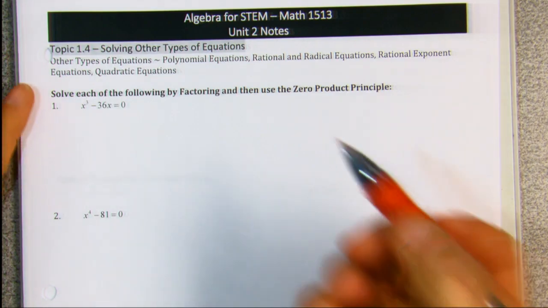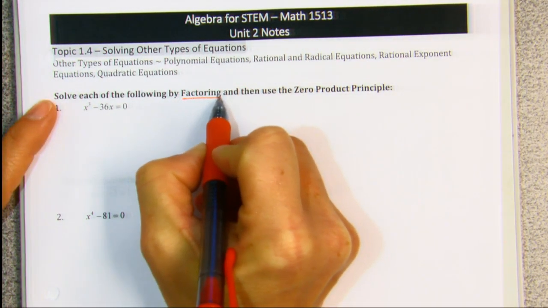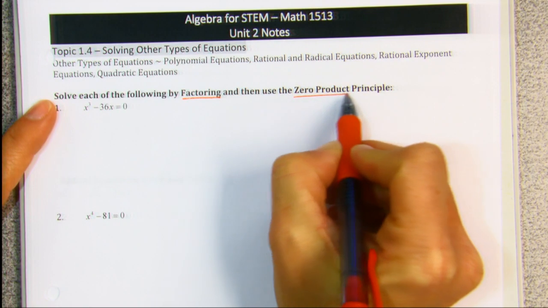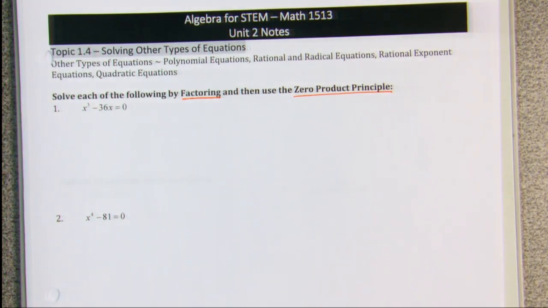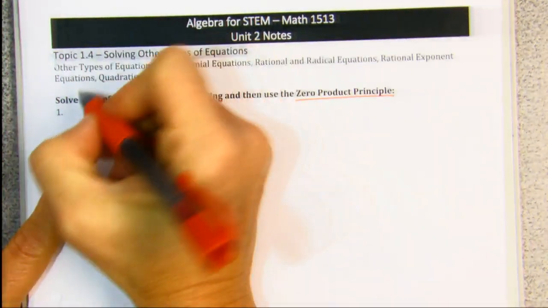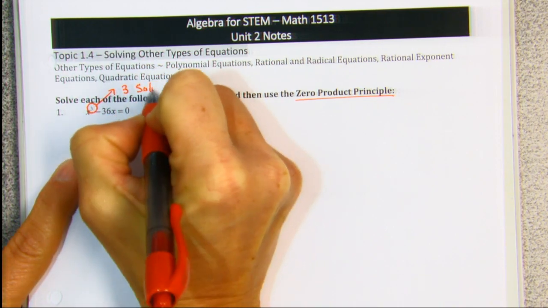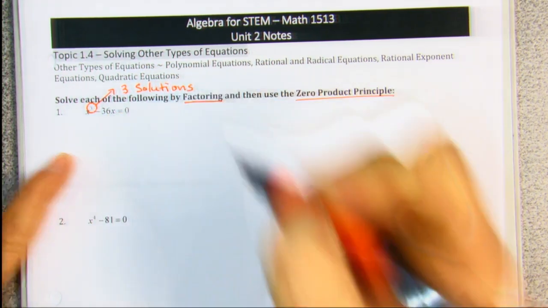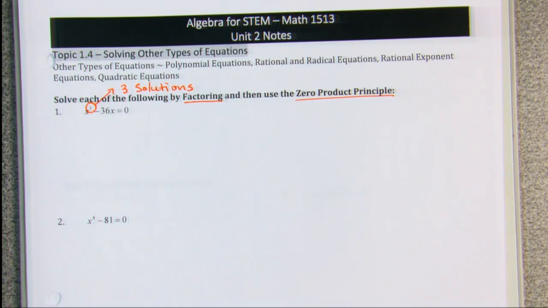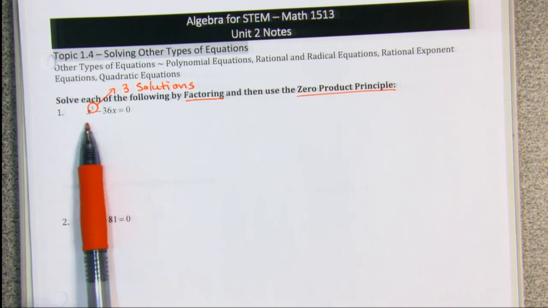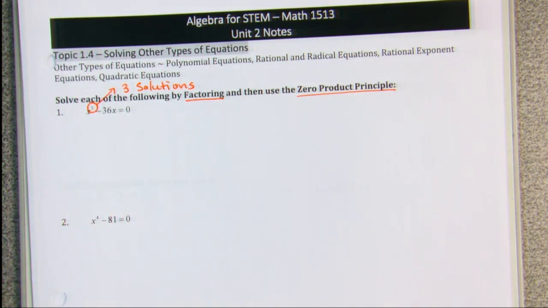So it does say solve each of the following by factoring, and then use the zero product principle. So we can factor it, and then generally from there, even if you have an x squared, we can use the zero product principle to finish it out. If you have x to the third, that's your biggest exponent, I know I'm going to have three solutions. Just like with the quadratics, the biggest exponent was generally a 2. You had two solutions.